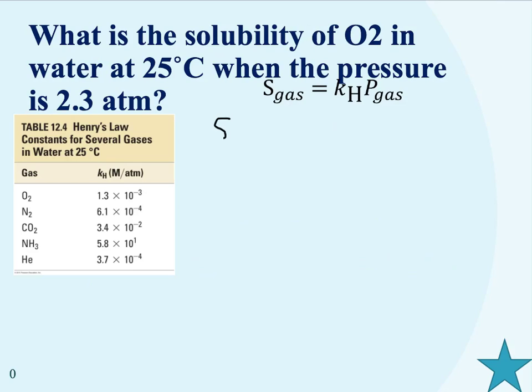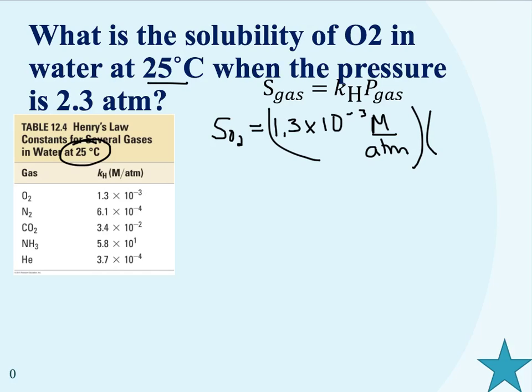So we're asking for the solubility of O2. It's equal to Kh, and because we're at 25 degrees Celsius, I can use this table, and it tells me that the value is 1.3 times 10 to the minus 3 molar per atmosphere. Then I'm going to multiply that by the partial pressure of 2.3 atmospheres, and when I do that, I get my solubility of oxygen equal to 2.99 times 10 to the minus third molar.